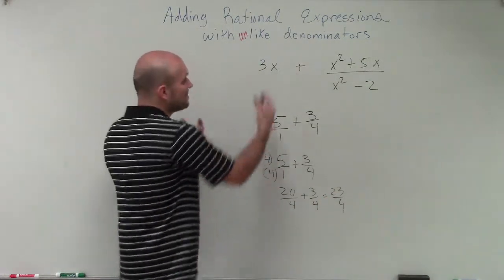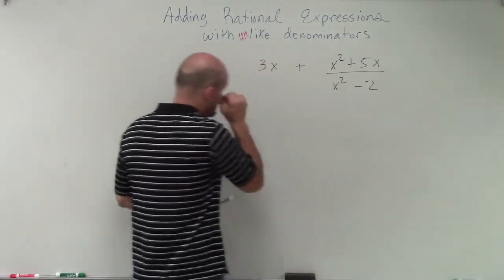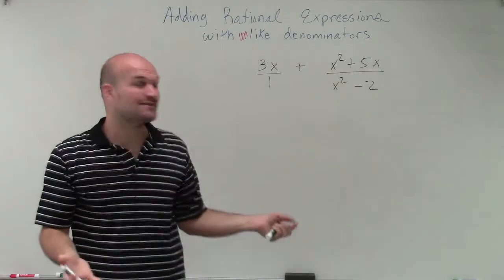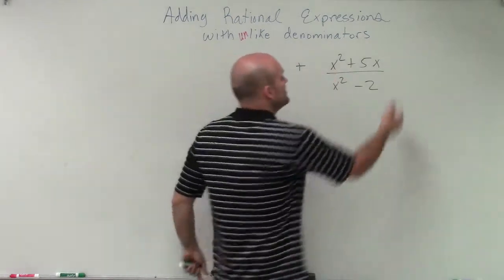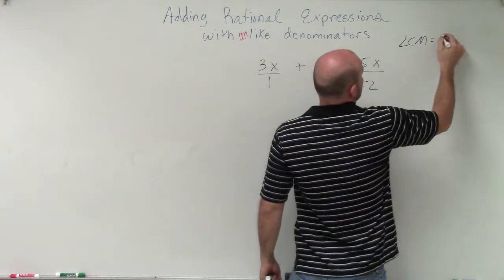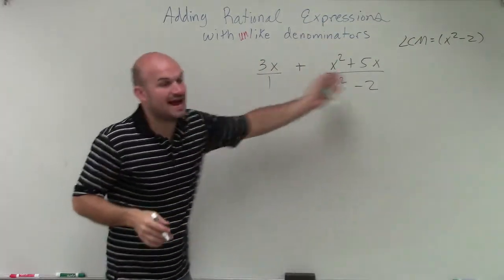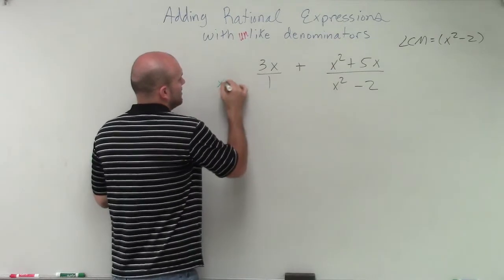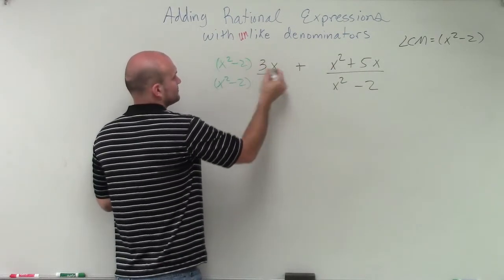Right? So I'm going to do the exact same thing with my rational expression. I'm going to convert this over to a fraction by putting it over 1. Now it's very simple to say, oh, well, my LCM then is between 1 and x squared minus 2. So my LCM is just going to be x squared minus 2. So therefore, to have these have the same denominator, I just simply need to multiply this side by x squared minus 2 on the top and the bottom.